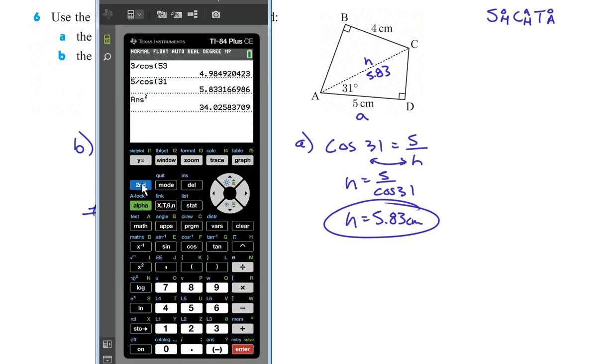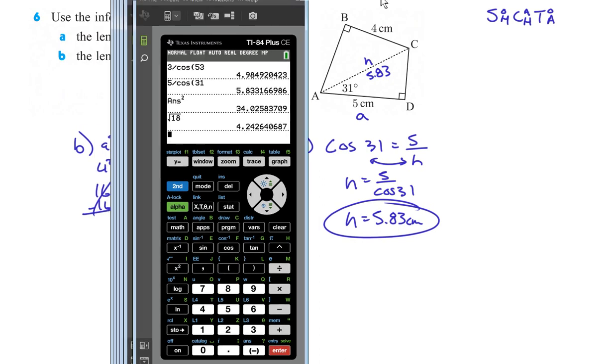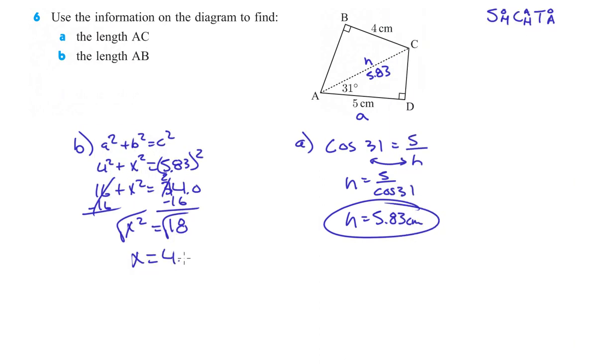So we do square root of 18, and we get 4.24. And that is centimeters. Right? Okay, that's all we have for the 7B assignment. If you have any further questions on any of this, please feel free to ask. Thanks.